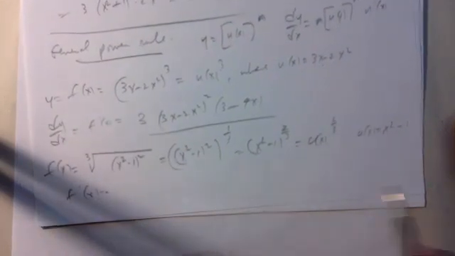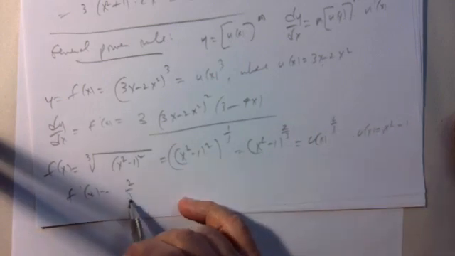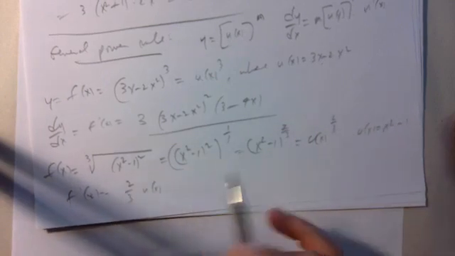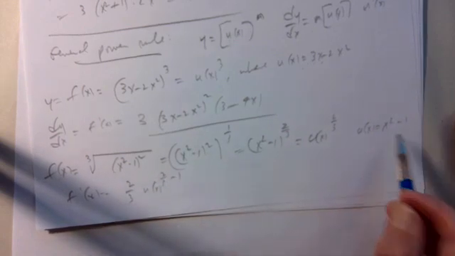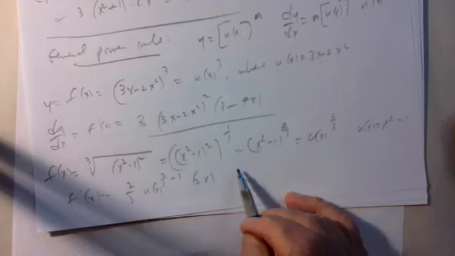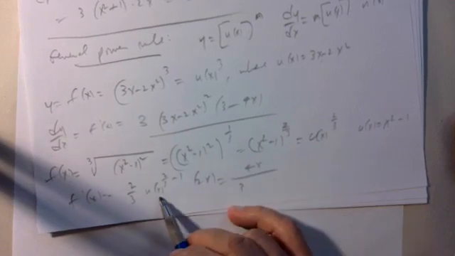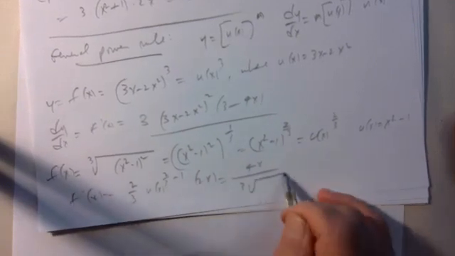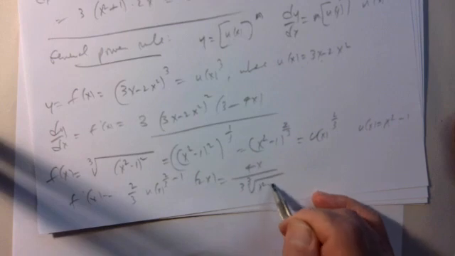So f prime of x, my exponent is 2/3. 2/3 u of x to the 2/3 minus 1 times u prime of x, which is 2x. 2 times 2 is 4x over 3. This is to the minus 1/3, over the cube root of x squared minus 1.